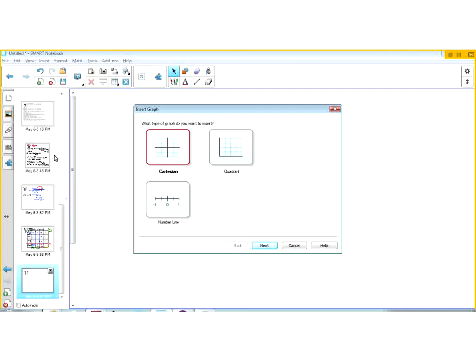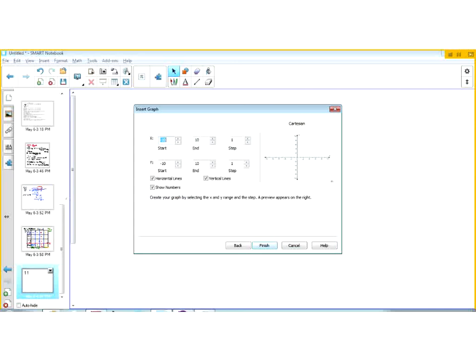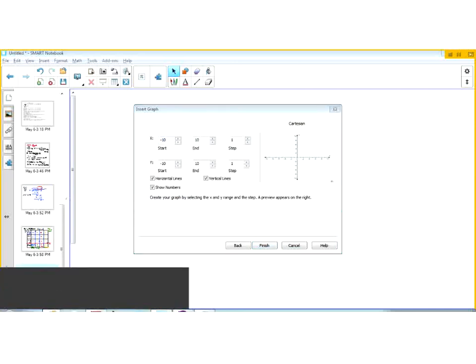So next page, insert the graph, and say between, there we go, next. One second.